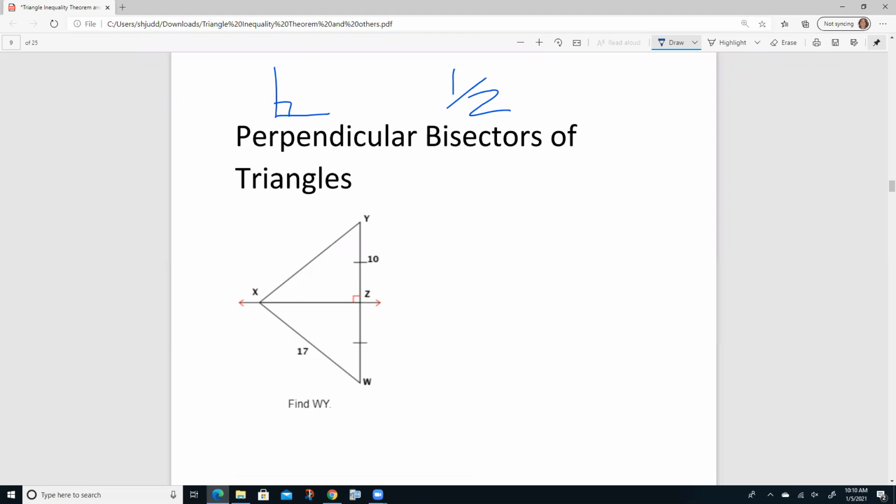So we are given that this is perpendicular. See the right angle right here, and it's bisected because each of these parts are equal. We want to find the measure of WY. Okay, so W to Y is from here to here. Now we know this part's 10, so we know this part's 10. So 10 plus 10 together makes 20.